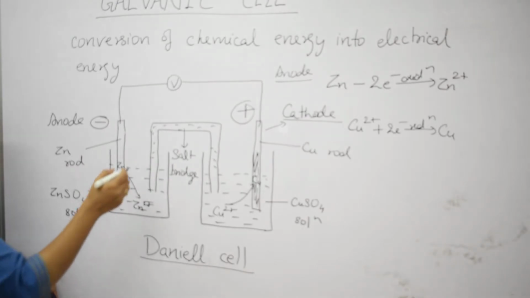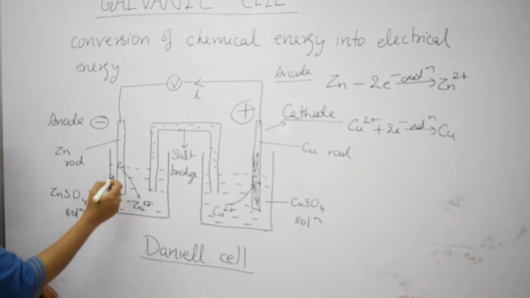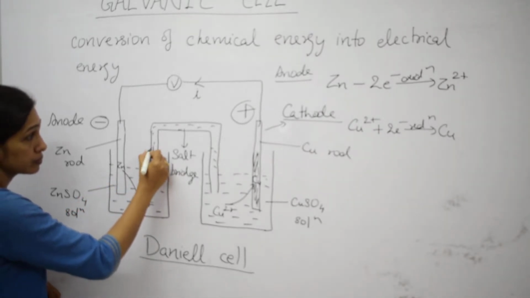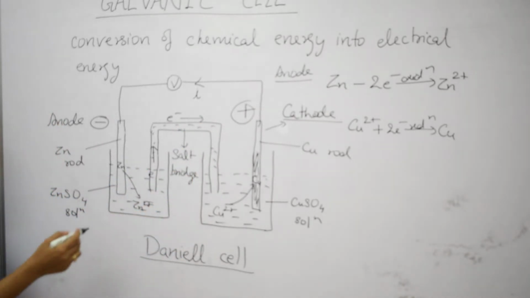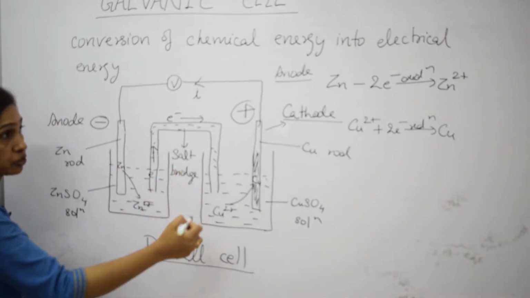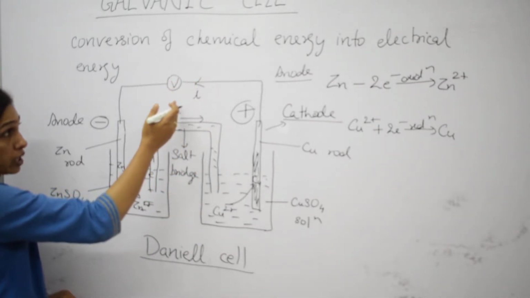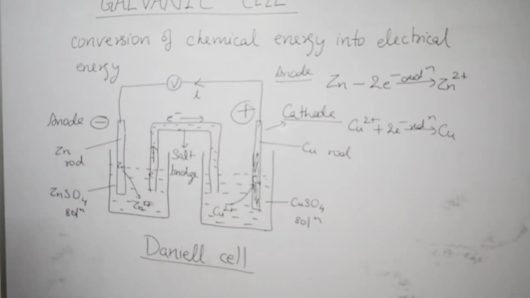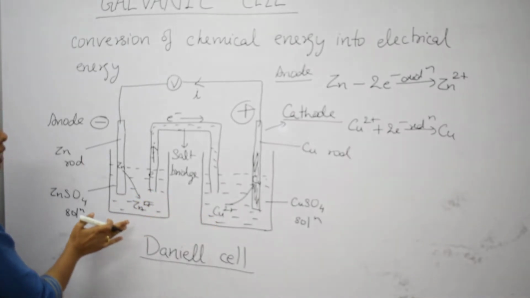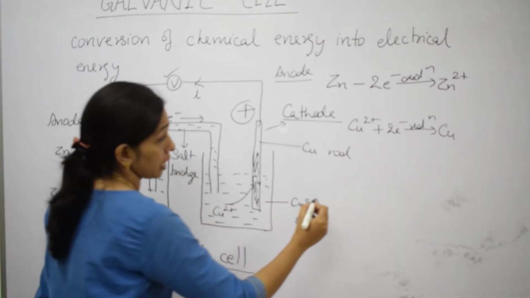Therefore, a current flows from cathode to anode, while electrons flow from anode to cathode, from zinc sulphate solution to copper sulphate solution, and the current flows in the opposite direction of the electron flow, that is from cathode to anode. We can measure the potential difference between the cathode and anode in the voltmeter, which is given as E cell.